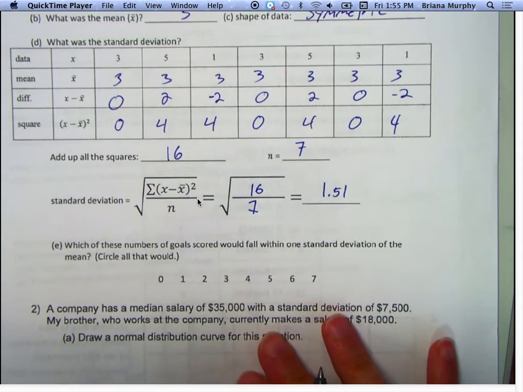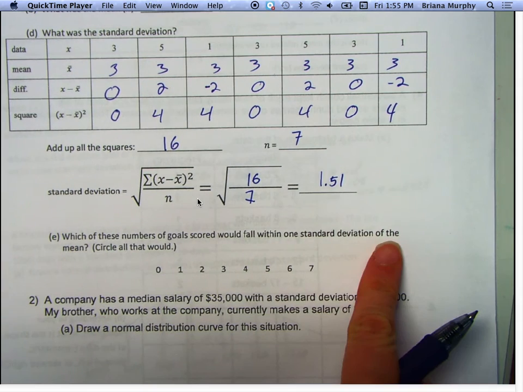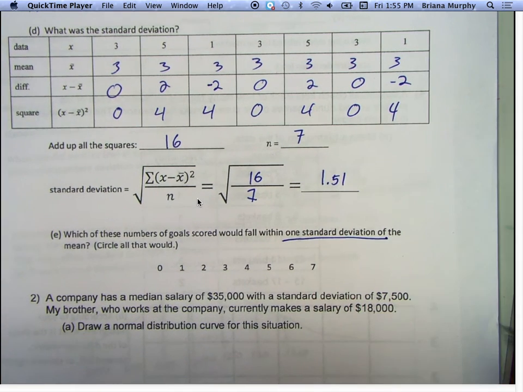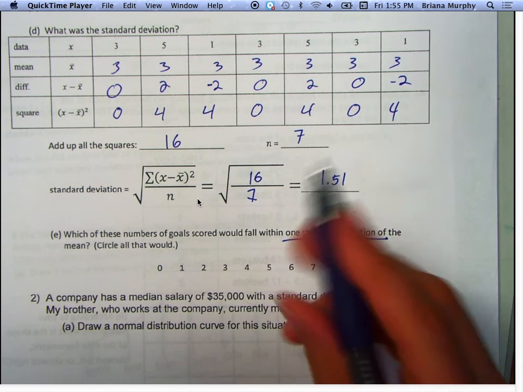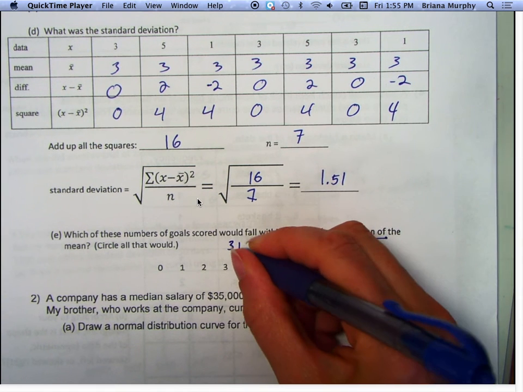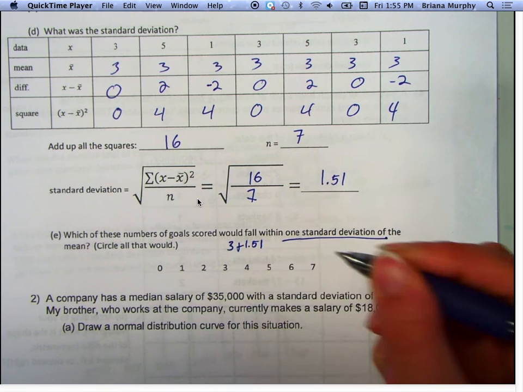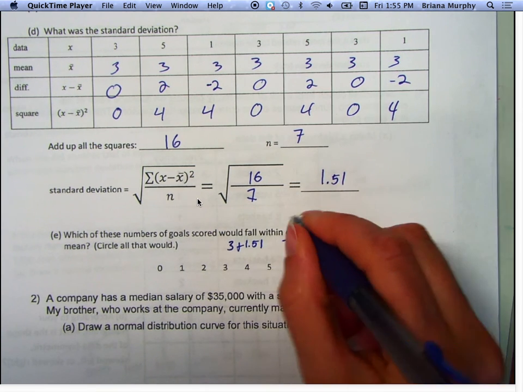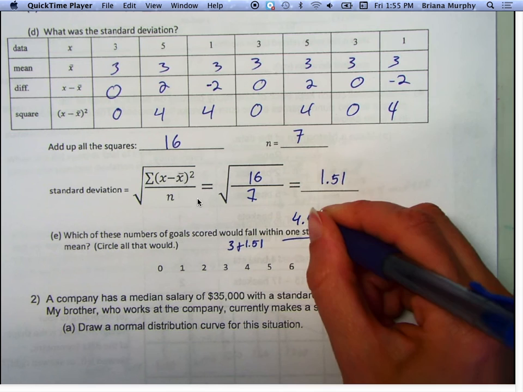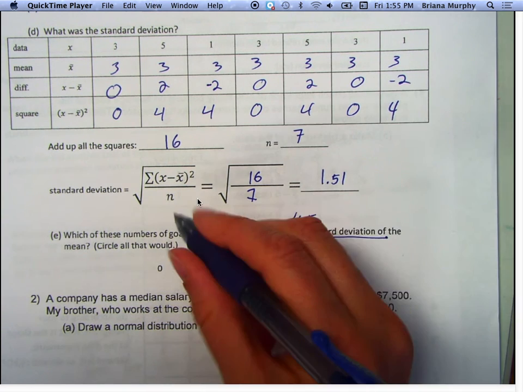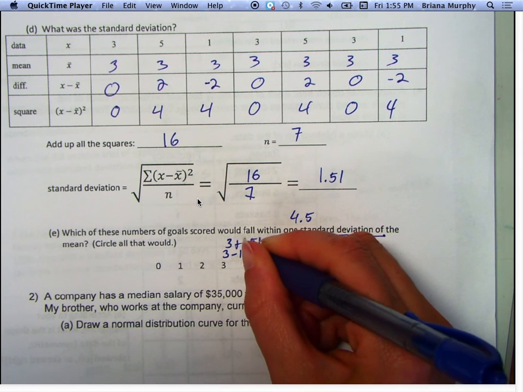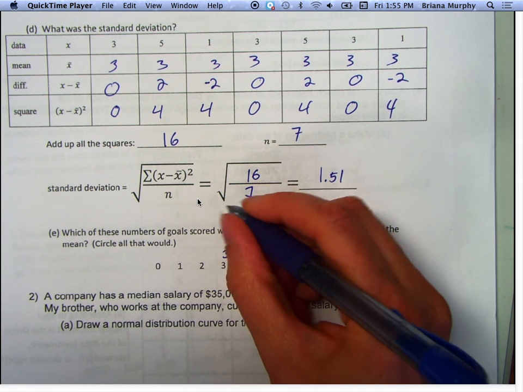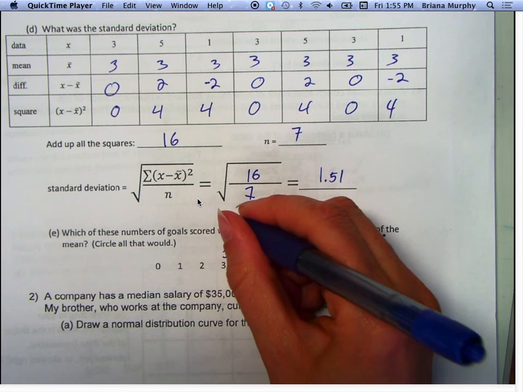Okay, now I want to know which of these fall in one standard deviation. Okay, so I'm going to take my mean, which is 3, and I'm going to add 1.51 to it. Okay, this gives me 4.5. And then I'm going to take my mean and subtract the standard deviation from it, and I get 1.488.